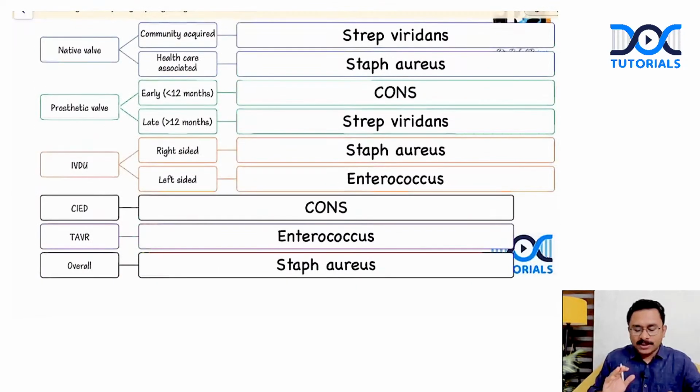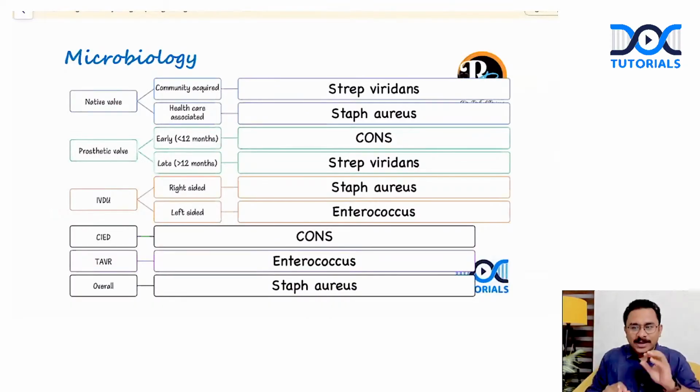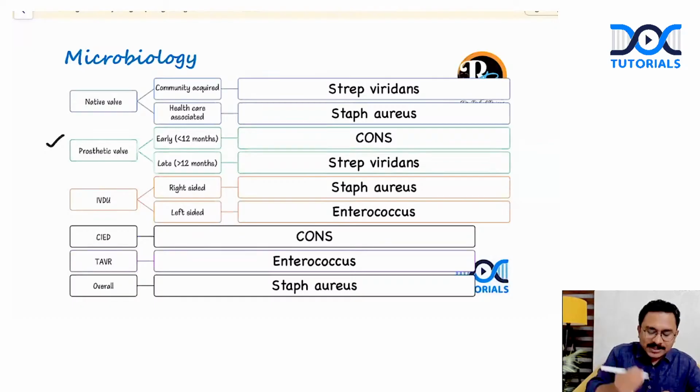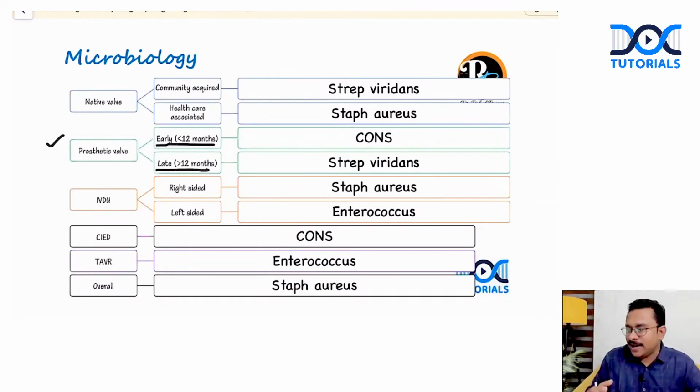Well, I have shown you this in my routine lectures as well as the revision video, QRP videos in the DocTutorials app, about this chart showing us a summary of all the important causative agents of infective endocarditis. Here the question is about prosthetic valve endocarditis. I have told you that there are two types of prosthetic valve endocarditis. One is early occurring and the other is late occurring. Early is within 1 year after prosthetic valve replacement and late is after 1 year of prosthetic valve replacement. What do you think has happened here? This is early prosthetic valve endocarditis.